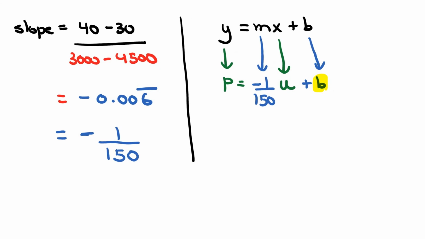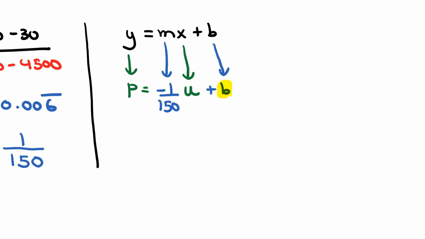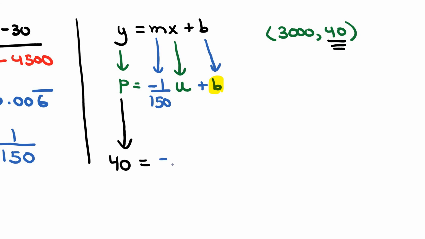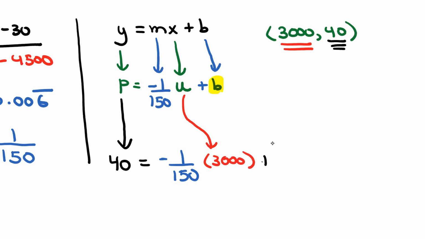What I can do to find the y-intercept is use one of the points given to me in this problem: when we sell 3,000 units, the price is $40. So that's one point that was given to me. I could have used the other point, but I'm just going to use this one for now. So this P now correlates to $40, times negative 1 over 150, and the number of units sold at $40 is 3,000 units. And then finally I have that plus B here.